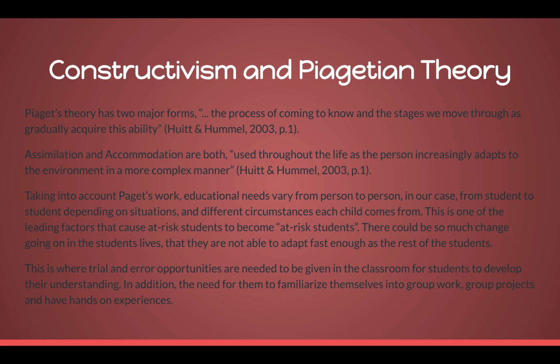This is one of the leading factors that cause at-risk students to become at-risk students. There could be so much change going on in the student's life that they are not able to adapt fast enough as the rest of the students. This is where trial and error opportunities need to be given in the classroom for students to develop their understanding. In addition, they need to familiarize themselves with group work and group projects and have hands-on experiences.